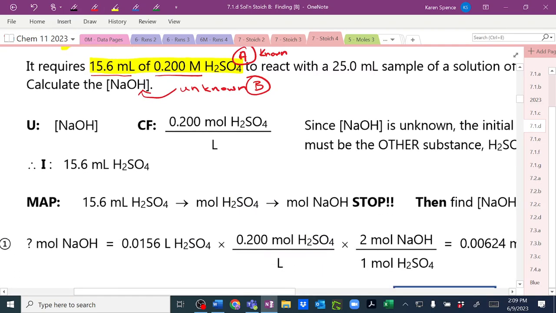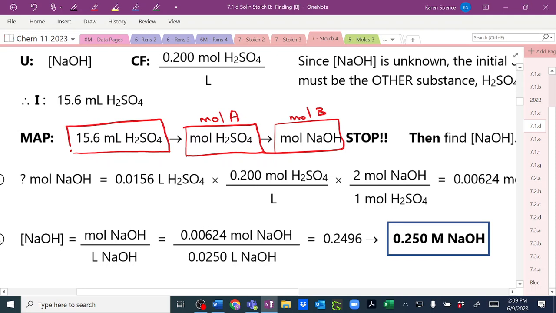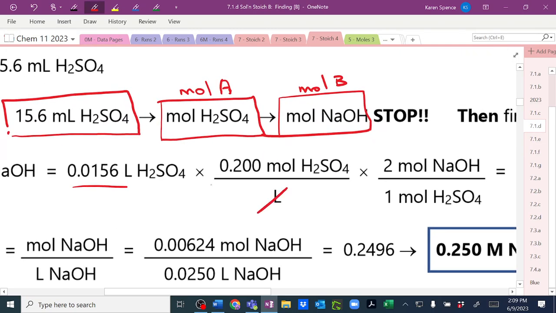We're going to map our question. We're going to say we're starting with the volume of H2SO4. We're going to find moles of H2SO4, that's moles of A. And then we're going to find moles of NaOH, that's moles of B. And then we're going to stop because we want to find concentration, and concentration is not a conversion, it is a division. Okay? So we do that. Calculation, take your liters, multiply by the moles of H2SO4 per liter, liters cancel out.